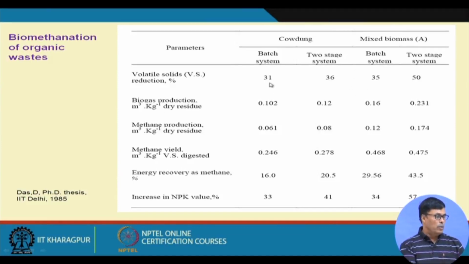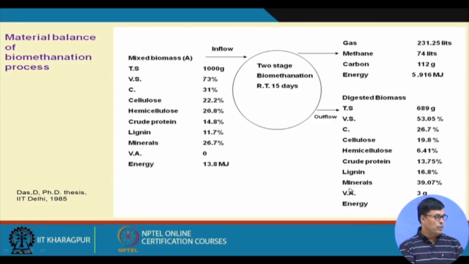If you compare with the batch process, you will find that methane production here is 0.24 to 0.246 cubic meter per kg volatile solid digested, whereas in the two-stage process it is 0.475. It is double as compared to that. If you compare this two-stage process for cow dung and mixed residue, it is almost double. So this is the energy analysis of this process.